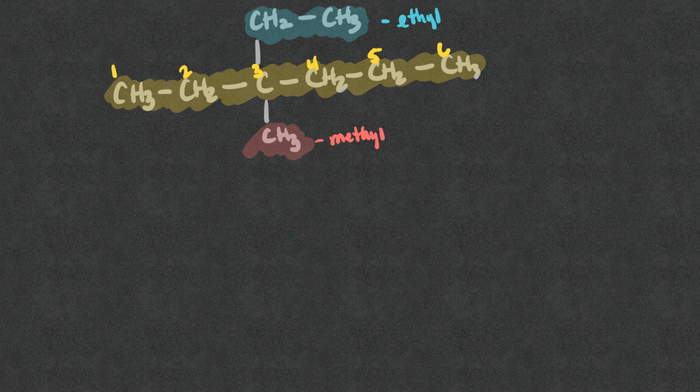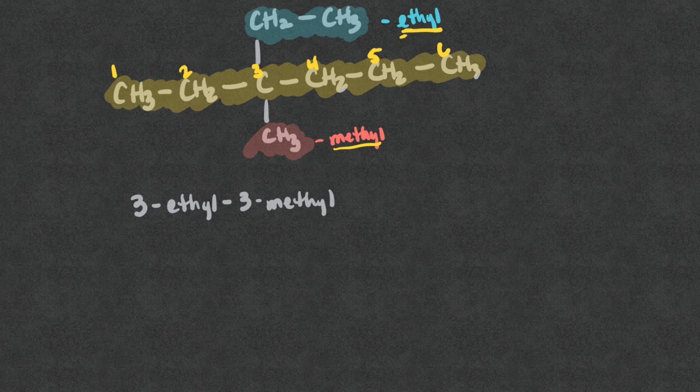Now, when it comes to substituents, if you have multiple substituents, you want to list the substituents in alphabetical order. If we look at this, you have ethyl first, so E will come first, and then you have the methyl later. That's the way that we will name them. So how do we name this? Well, we have 3-ethyl-3-methyl.